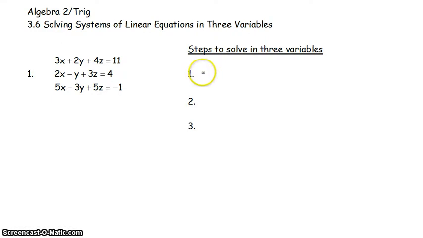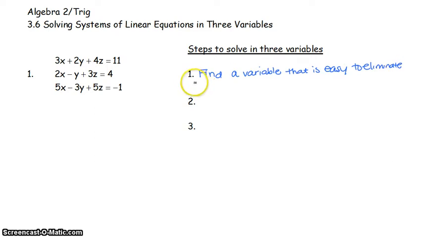There are three steps you want to use in order to solve a system of equations in three variables. The first thing you want to do is find a variable that is easy to eliminate. If you look through your book, it'll say that you can do it with substitution or elimination, but I suggest using elimination. It's much easier than substitution.